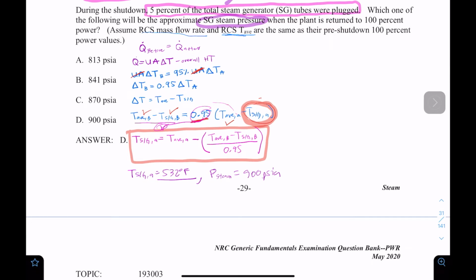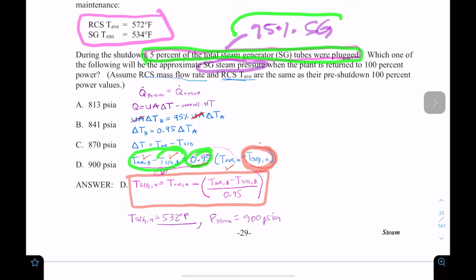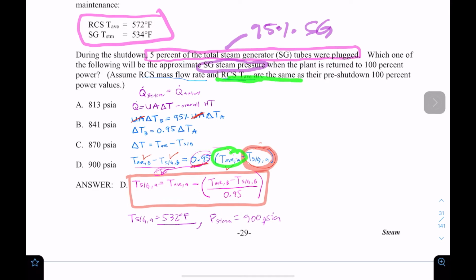So it's kind of confusing, but as long as you know that you use your initial values on one side of the equation. If it says that you have your tubes plugged in your steam generator, that means that only 95% of your steam generator after is going to be functional. The average temperature of the RCS, it says that it remains the same. That's why we are using the same temperature here. The only one that we need to get is this part that we don't know, right? Because that's the one that changes.